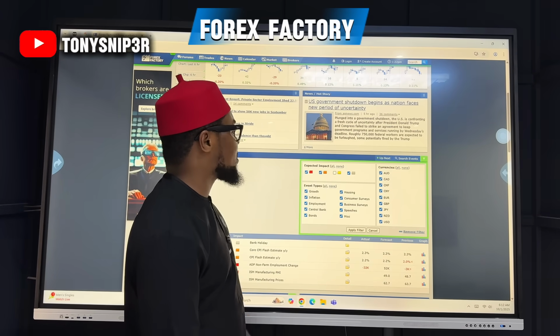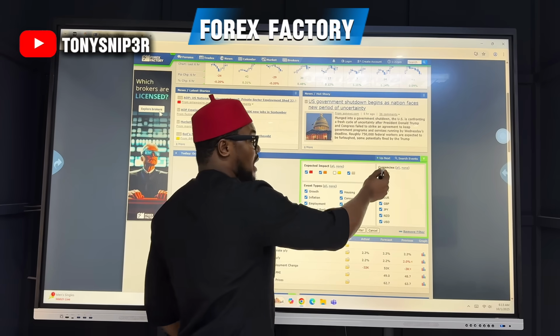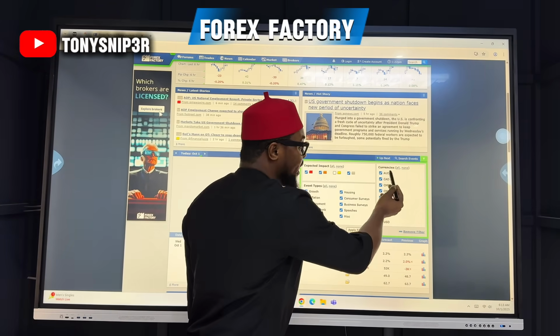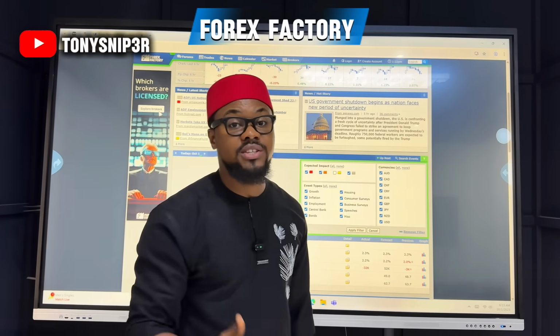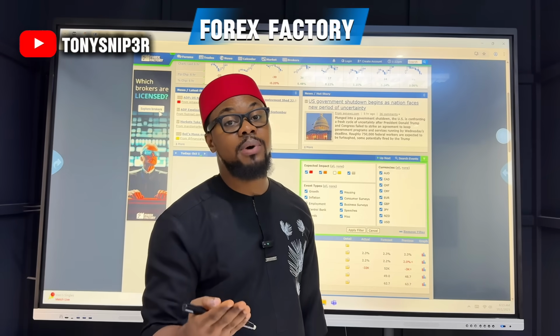Now when you're done saving settings, then you come to the filter. Ensure you mark only currencies you pay attention to. Now remember, if you trade AUD, of course you want to leave CNY. What is CNY? The Chinese yuan. Why? Because China and Australia are very good trade partners.